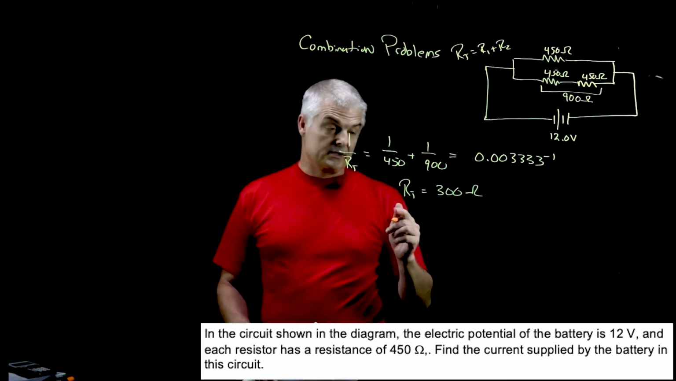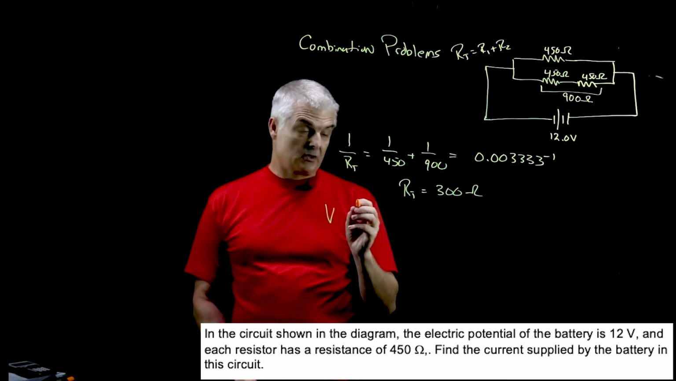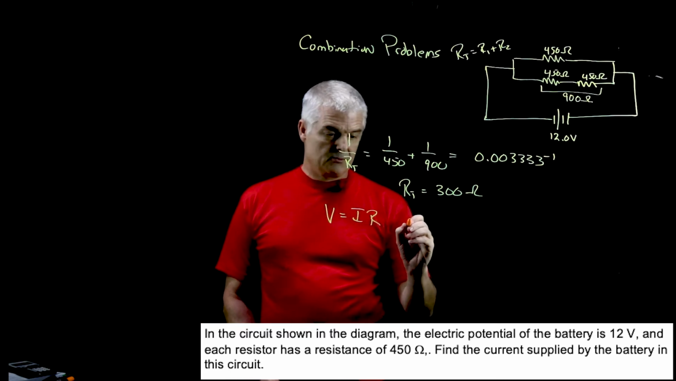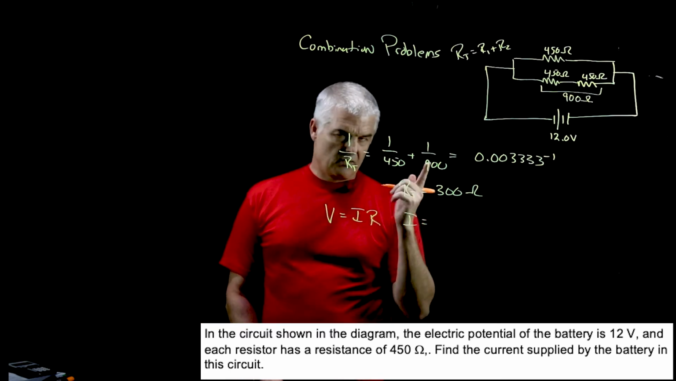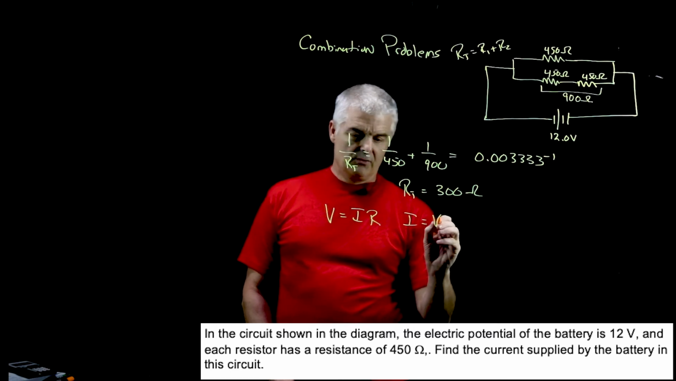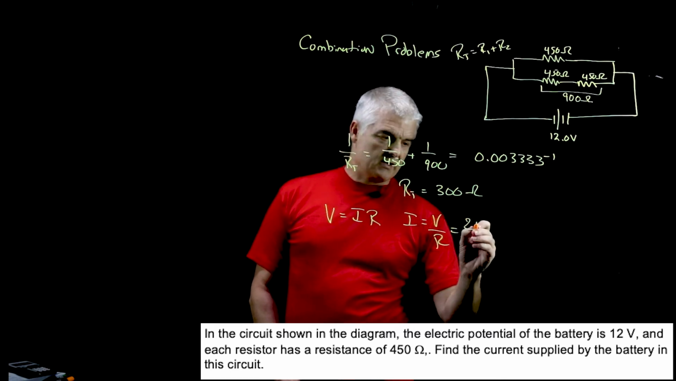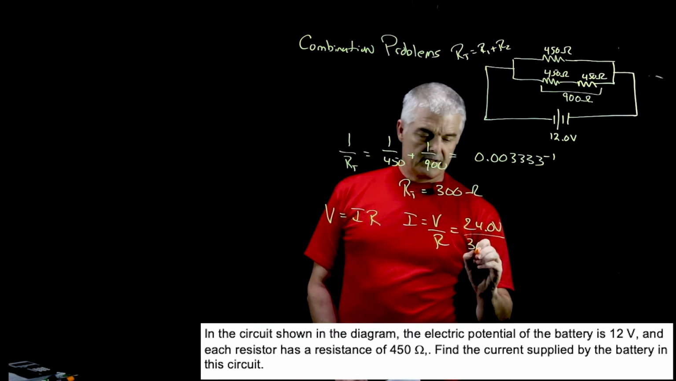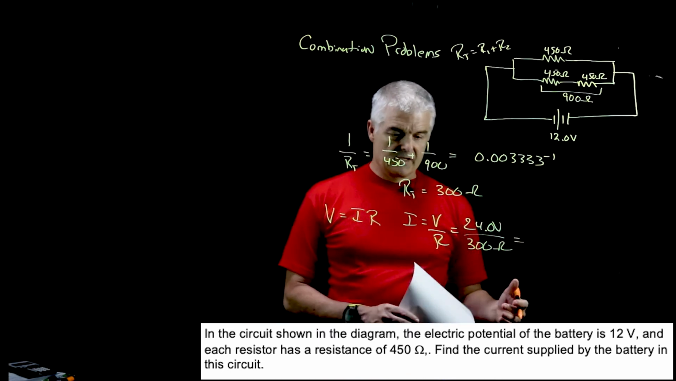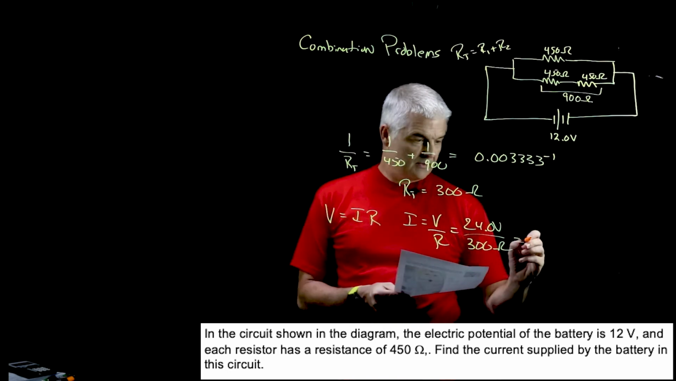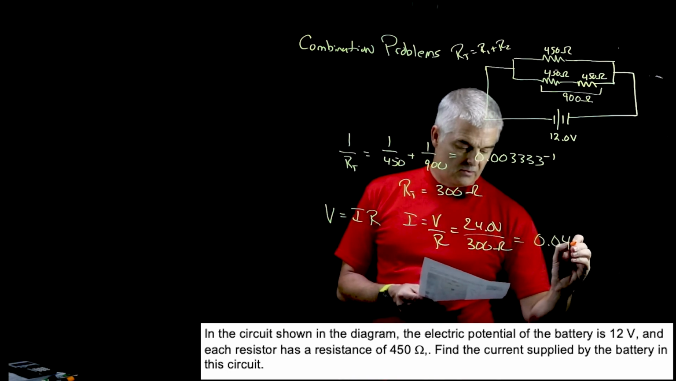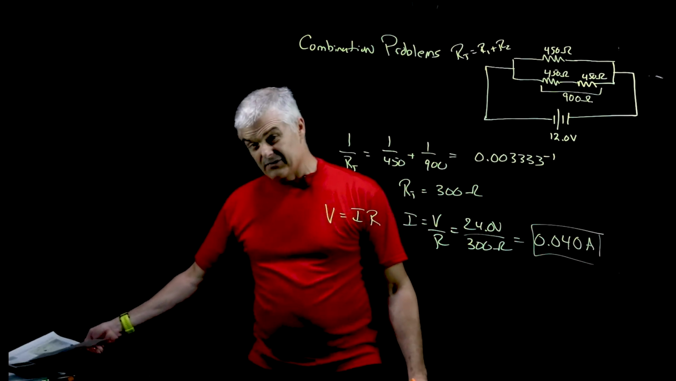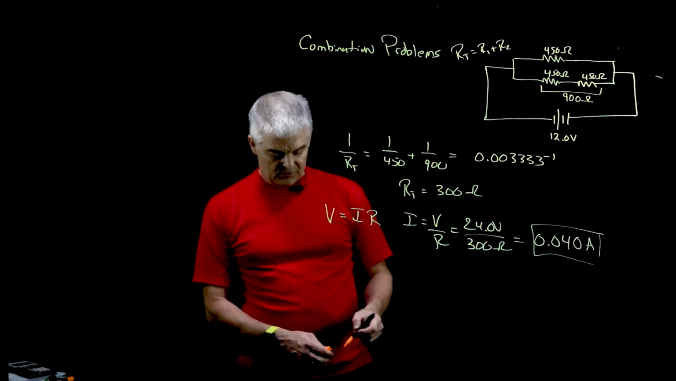So what's the current in this system? The total voltage, V, equals IR, and the current I equals V over R, which is 24 volts divided by the resistance, which was 300 ohms, and that will give me the current of 0.040 amps.